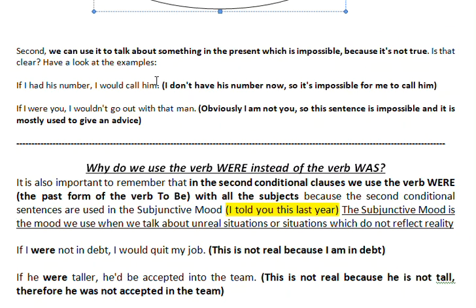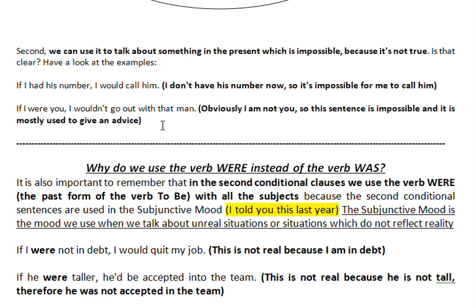Okay? This sentence is impossible. It's using the second conditional, but it's not possible right now. Why is not possible? Because I don't have the number of that guy. No tengo el número de ese sujeto. Here, if I had his number, estoy diciendo si yo tuviese su número, pero no lo tengo. Okay? So this is impossible.